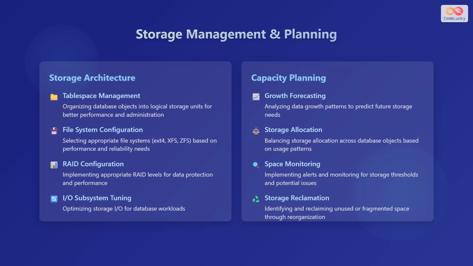Capacity planning includes growth forecasting, which means analyzing data growth patterns to predict future storage needs. Storage allocation means balancing storage allocation across database objects based on usage patterns. Space monitoring means implementing alerts and monitoring for storage thresholds and potential issues. Finally, storage reclamation involves identifying and reclaiming unused or fragmented space through reorganization.